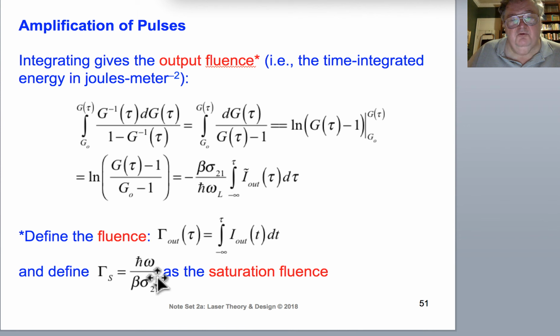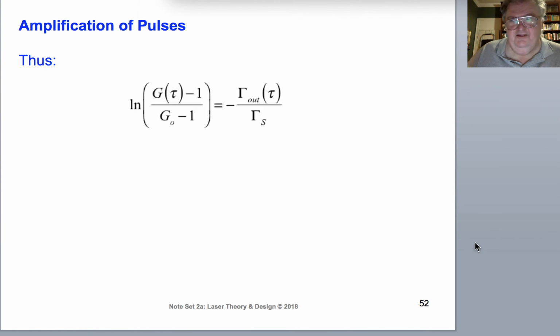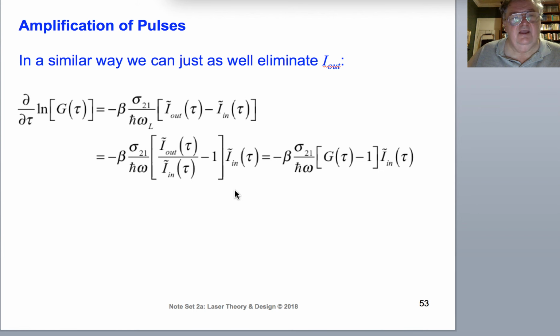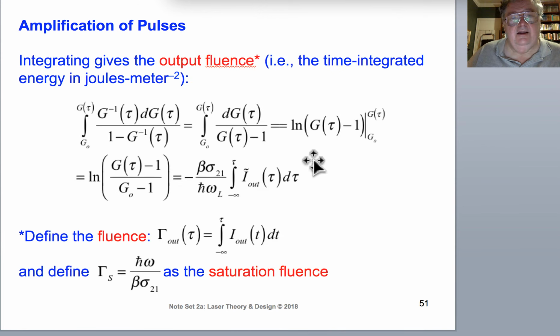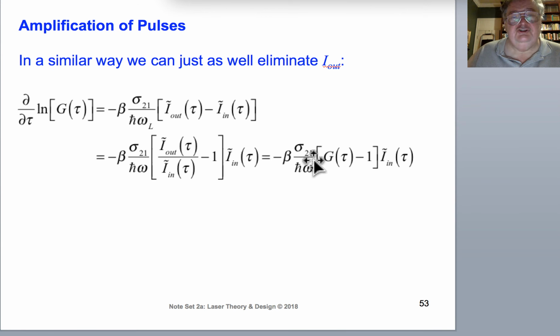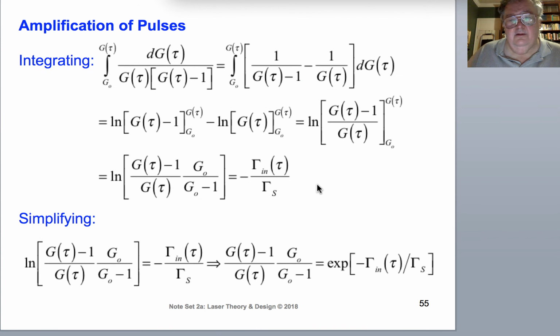This expression here, 1 over that, I'll call the saturation fluence. So here's my answer. After all this, you could follow the math. Here's the expression for the gain. Okay, in terms of the, you could solve this for G. In a similar way, remember what I did here? I said let's simplify by eliminating I in, and I did this, okay, and got this. I could just as well have said, let's eliminate I out and keep it in terms of I in. I could do that too, and I'll let you.